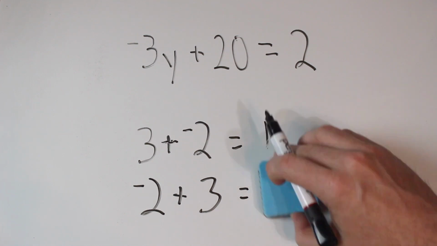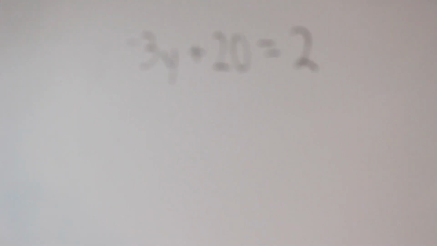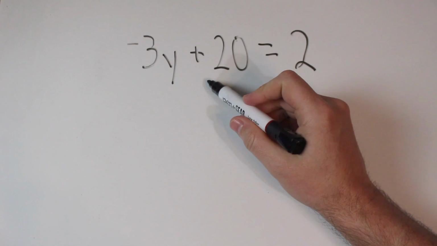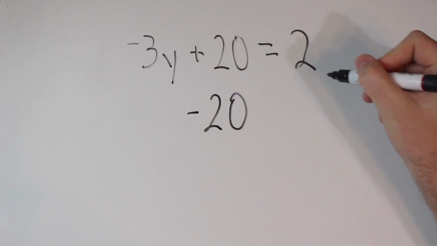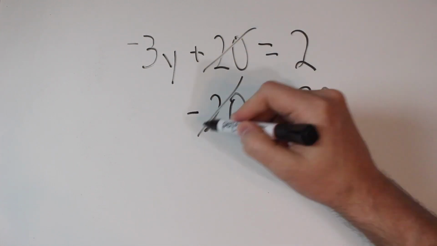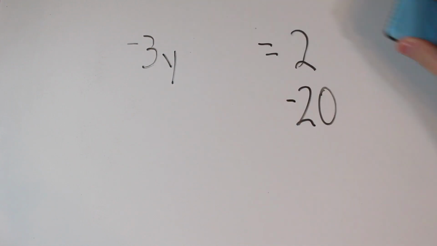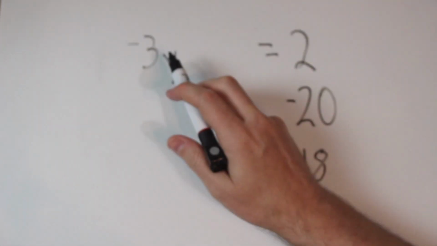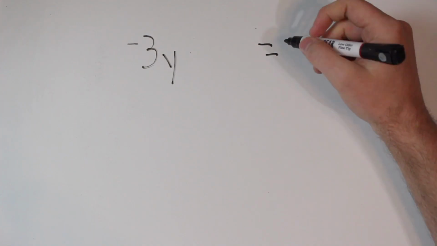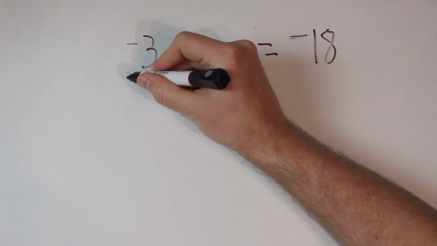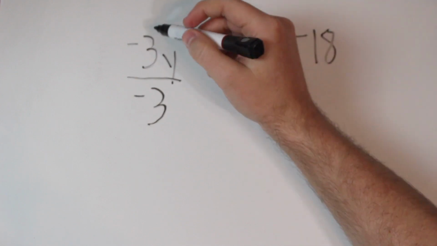Okay, back to the problem. Negative 3y plus 20 equals 2. Undo the addition operation by subtracting 20 from both sides. The 20's cancel, and 2 minus 20 is negative 18. Next, undo the multiplication operation by dividing both sides by negative 3.